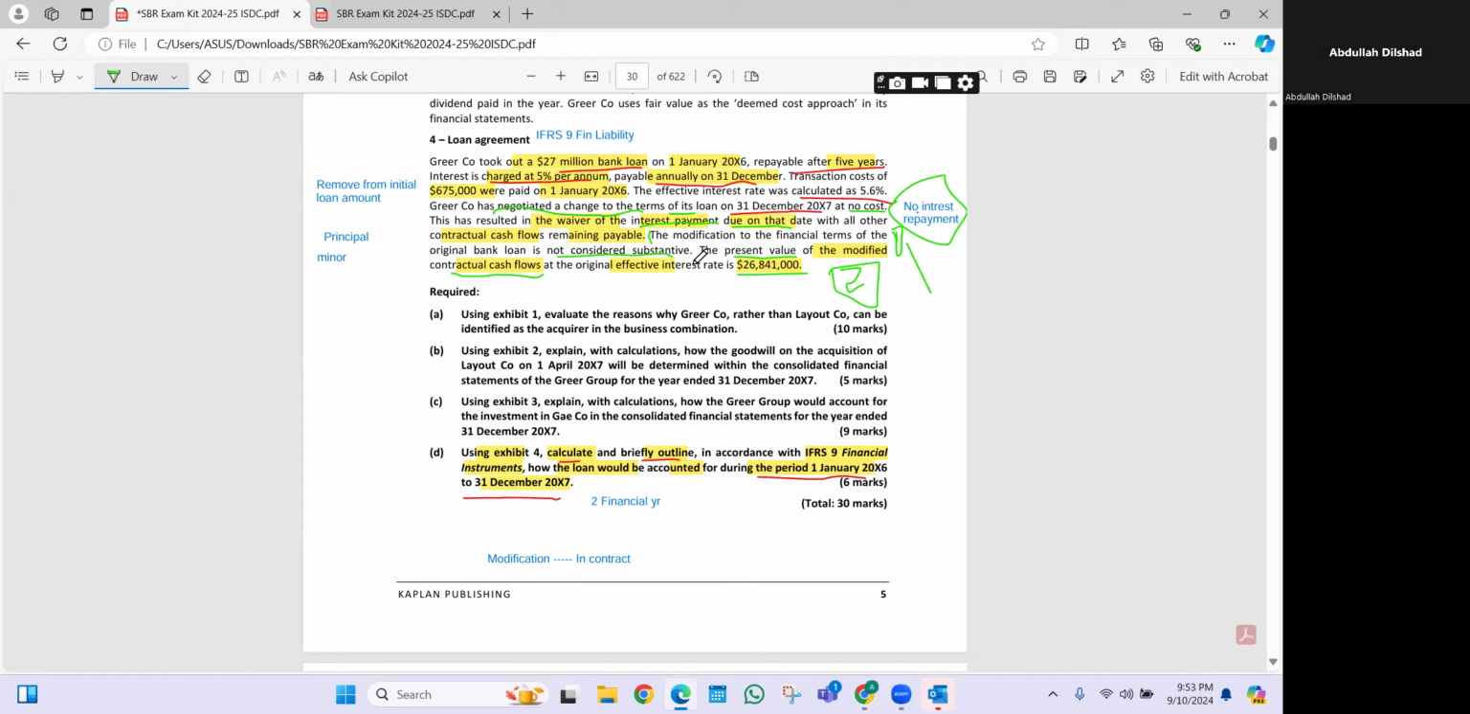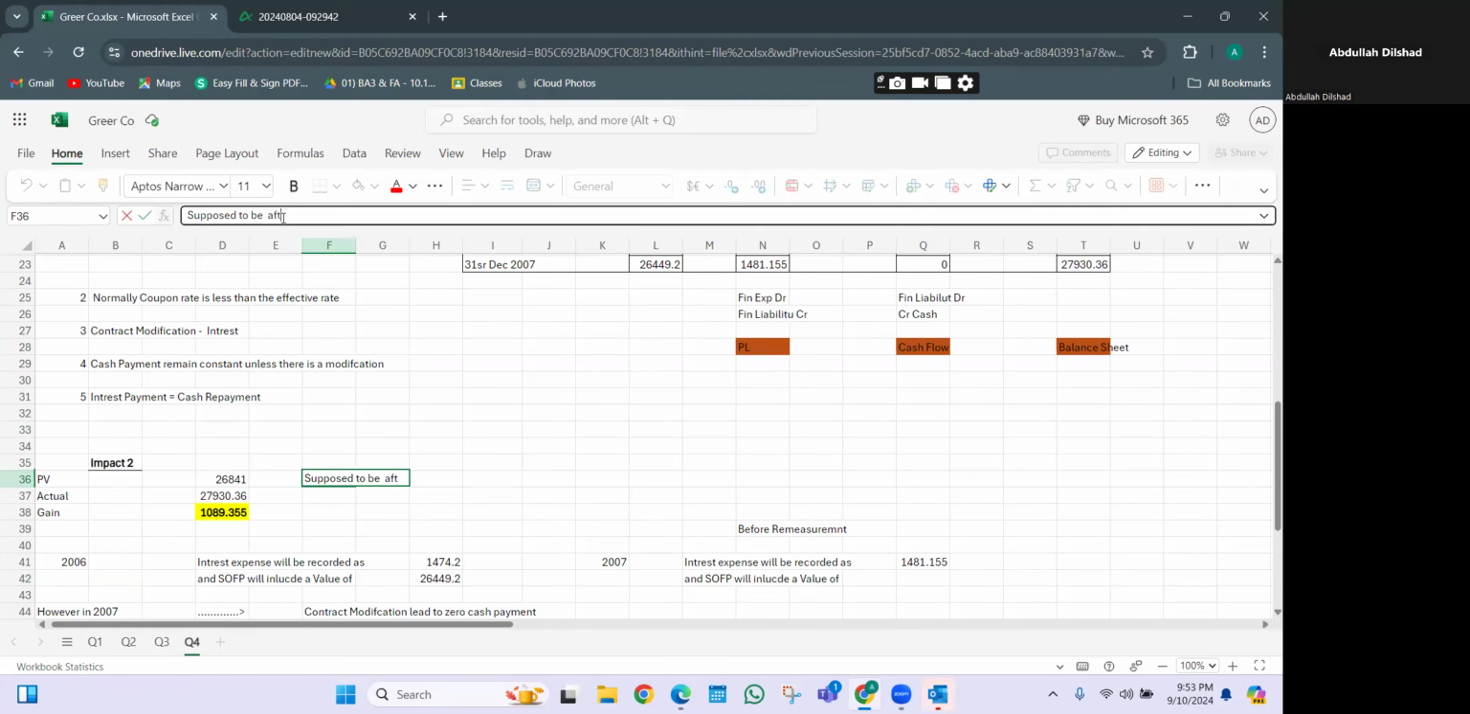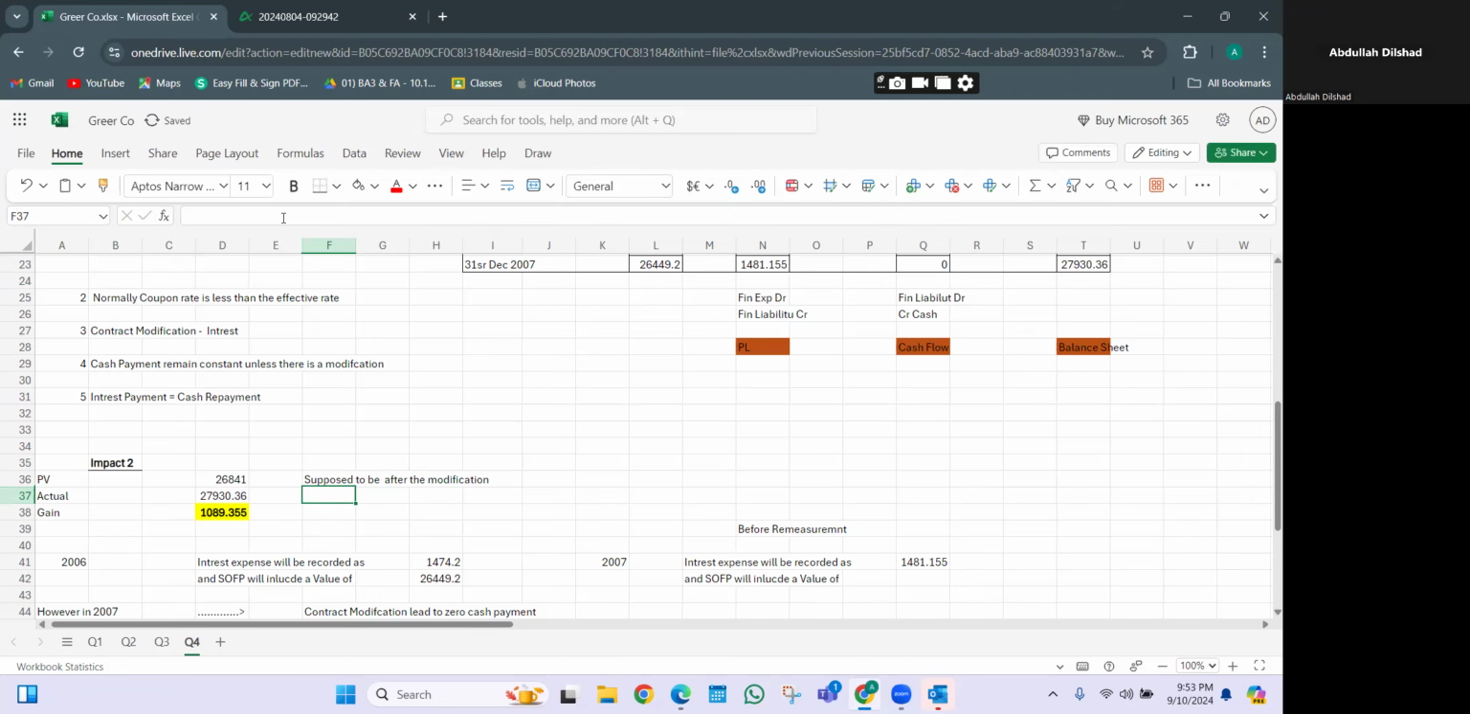So after the modification, the examiner has calculated and given 26,841,000. That is the present value which is supposed to be after the modification. This is the present value that is ideally supposed to be recorded in your financial statements at year end for the year 2007.